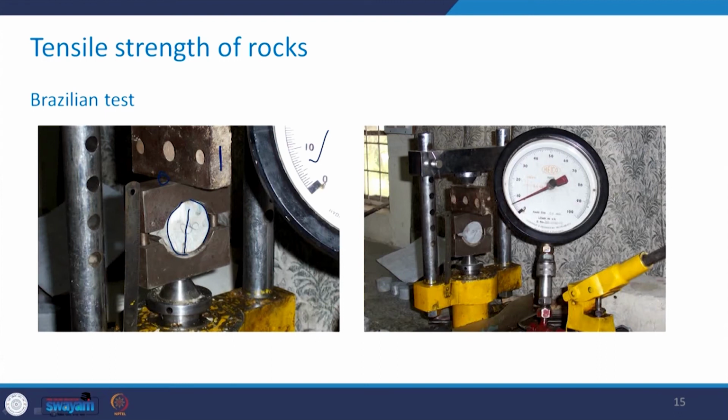So, here you can read the load, which is in kilonewton, at which this specimen mounted here failed. So, we are applying the compressive load, but we are trying to find out the tensile strength of the rock.